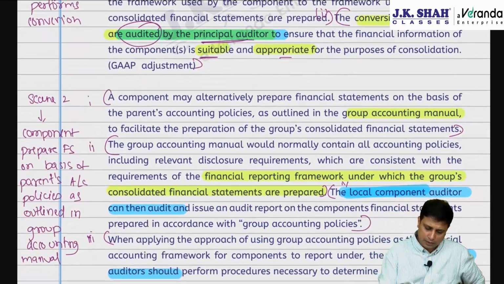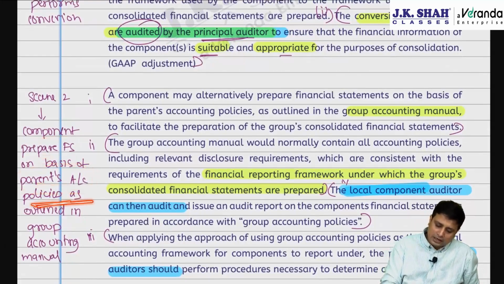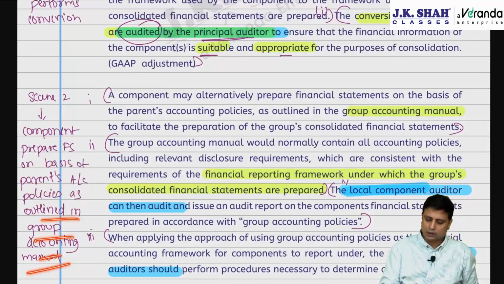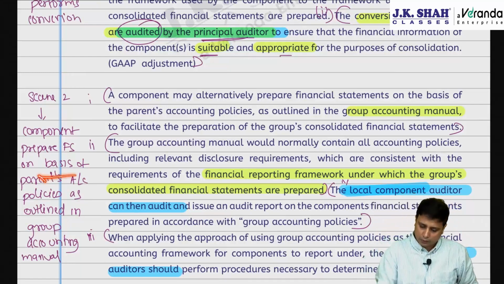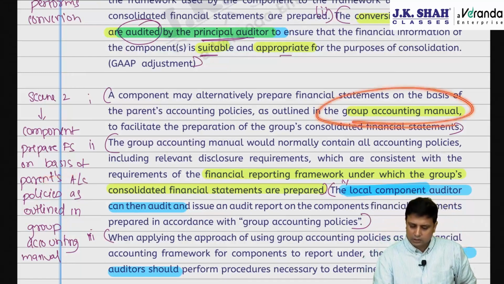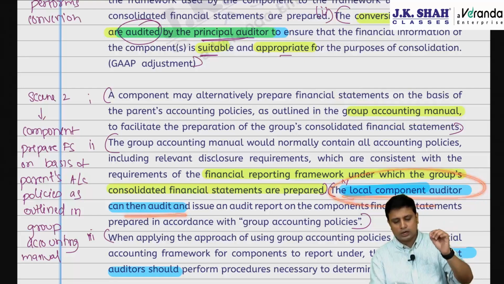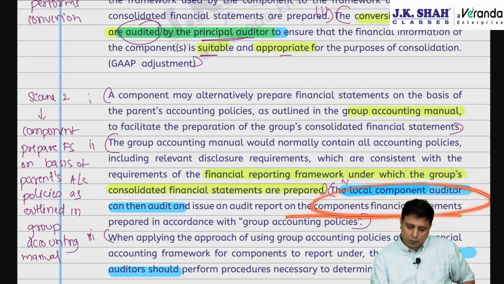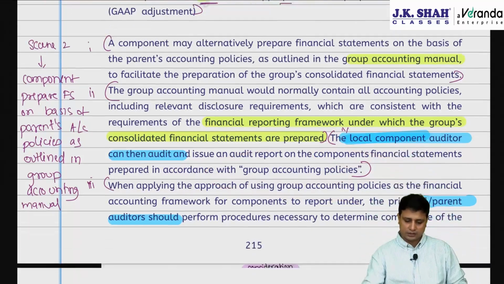Now, the second case may be that the component prepares the financial statements on the basis of the parent's accounting policies outlined in the group accounting manual. So now the component is making the financial statements as per the parent's accounting policies. Whatever accounting policy is written in the group accounting manual, they will prepare as per it. The local component auditor can audit and issue the report on whether the component's financial statements are prepared in accordance with the group accounting policies.